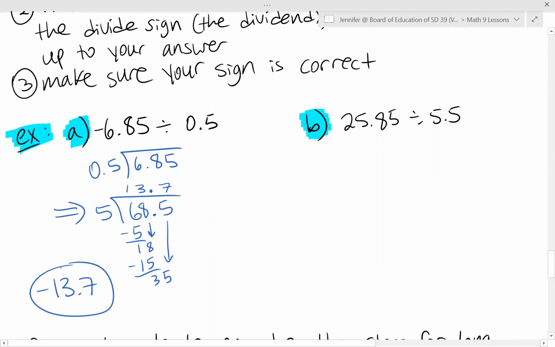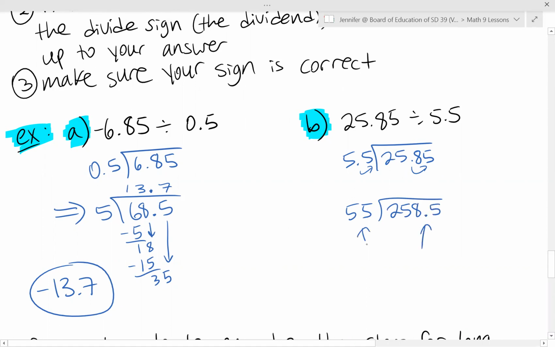Okay, another example here. We've got 25.85 divided by 5.5. So this goes on the outside. We need to move our decimals to the right until the number on the outside no longer has any decimals in it. So we would just have to do 1 movement over because then we'd be left with 55. So we've got 55 and this becomes 258.5. It's okay if there's decimals here, there just can't be any decimals here. We bring this decimal place up for our final answer, and then we can do our long division.